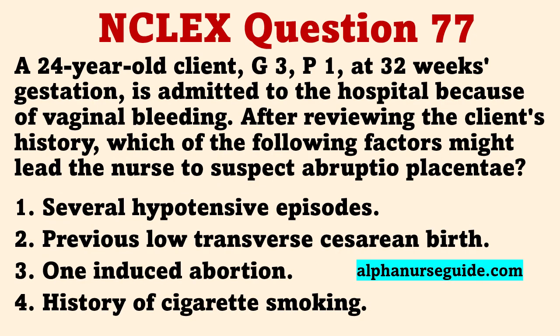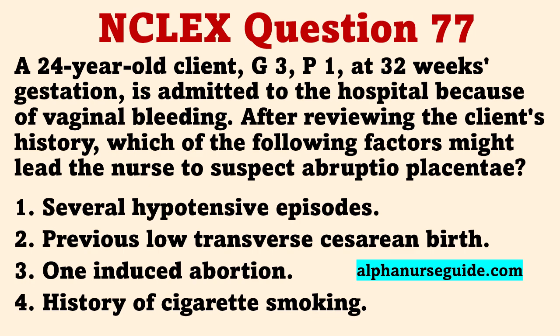A 24-year-old client, G3, P1, at 32 weeks gestation, is admitted to the hospital because of vaginal bleeding. After reviewing the client's history, which of the following factors might lead the nurse to suspect abruptio placentae? 1. Several hypotensive episodes. 2. Previous low transverse cesarean birth. 3. One induced abortion. 4. History of cigarette smoking.